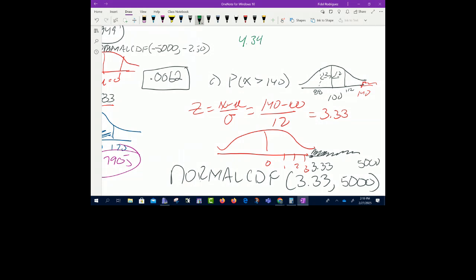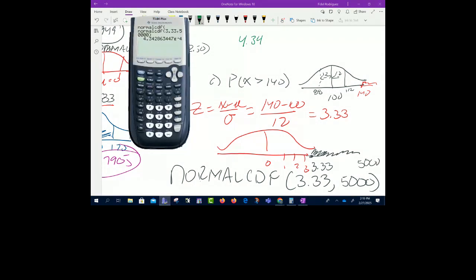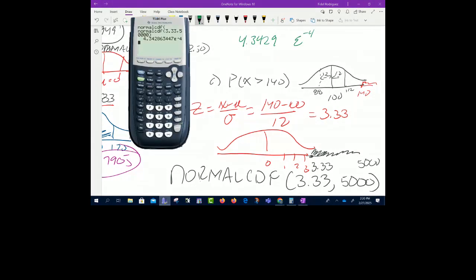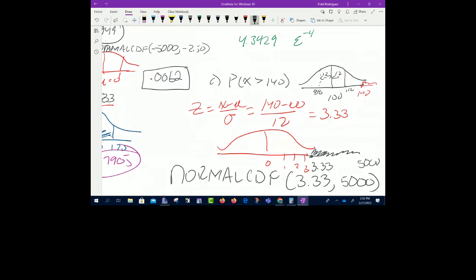It was like 4.34, I'm going to say 29, right? But then it had this e to the -4, didn't it? Okay. Y'all, what that means, this is scientific notation. What this means is that I'm going to take my decimal point, y'all, and I'm going to go 4 spaces to the left. 1, so right in front of the 4, 2, 3, 4.